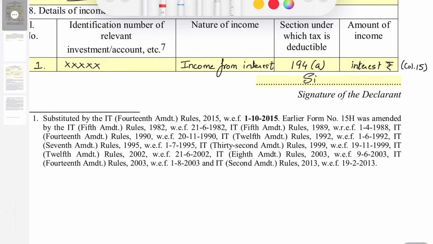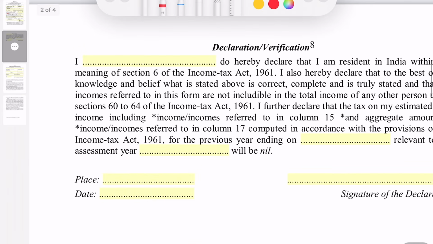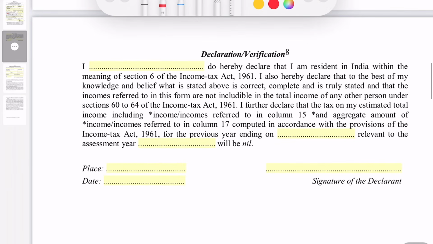Ask your father to put a signature and then proceed to the declaration, which is going to be the final part. Now, once again, you're going to write your father's name in block letters here. So the previous year is going to end on 31st March 2023 next year. So assessment year is going to be 2023-24. That is because until and unless you have earned the money in the financial year, the assessment year cannot be the same. So assessment year is always after financial year.